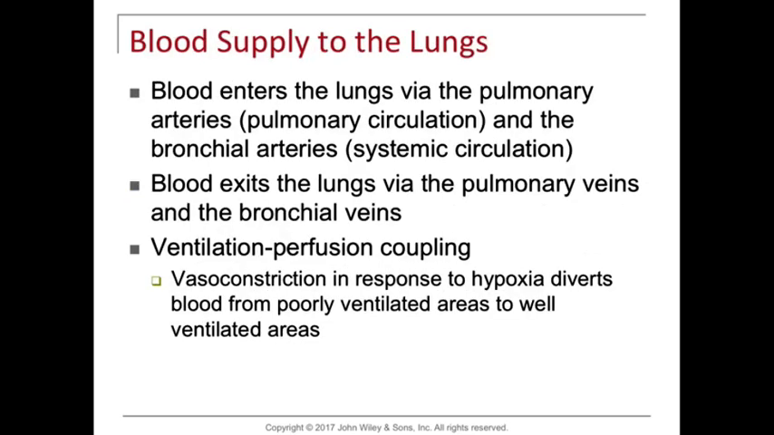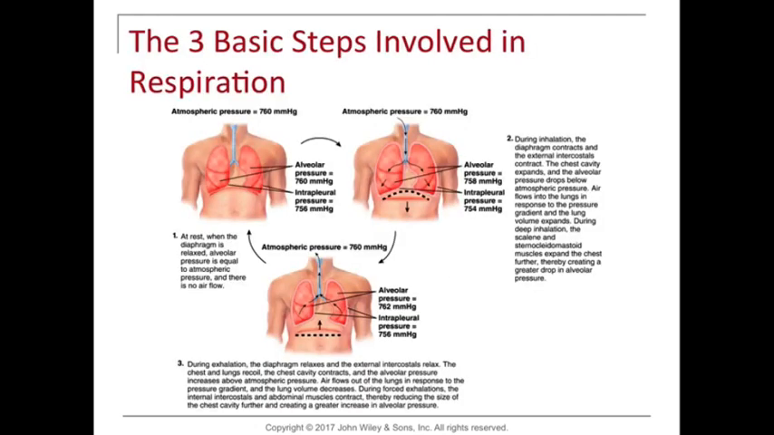Blood enters the lungs via the pulmonary arteries and the bronchial arteries, and blood exits the lungs from the pulmonary veins and the bronchial veins. Ventilation-perfusion coupling: vasoconstriction in response to hypoxia diverts blood from a poorly ventilated area to well-ventilated areas. So vasoconstriction due to response to hypoxia. If there's decreased oxygen in one area, you'll get vasoconstriction or a shunting of blood to divert blood to the area that's getting enough oxygen. That's what that is saying.